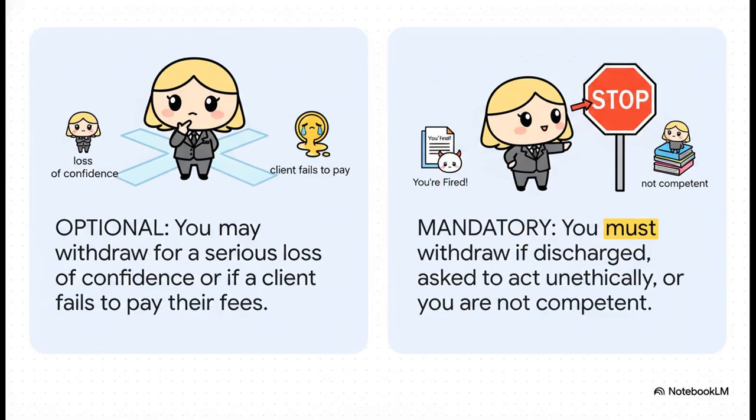Optional is when you may withdraw. It's your choice. This happens if there's a serious loss of confidence, like your client is lying to you, or if they don't pay your bills. But mandatory withdrawal is not a choice. You must get off the record. This is when the client fires you, tells you to do something unethical, or you realize you're just not competent to handle it anymore. The exam loves to test you on the difference between may and must.